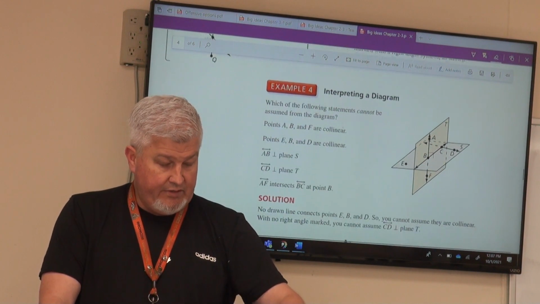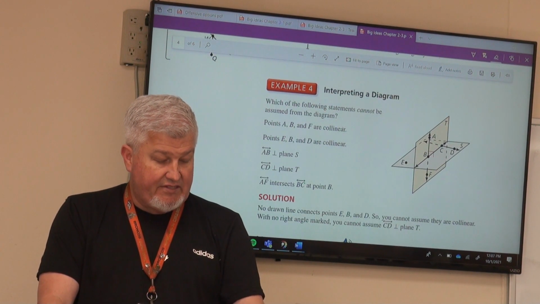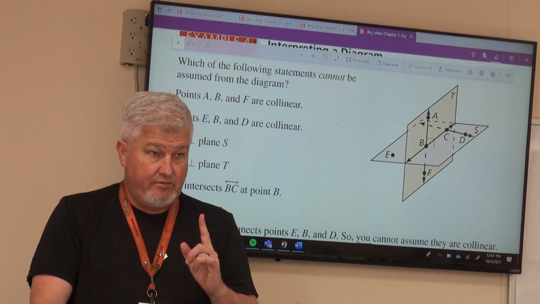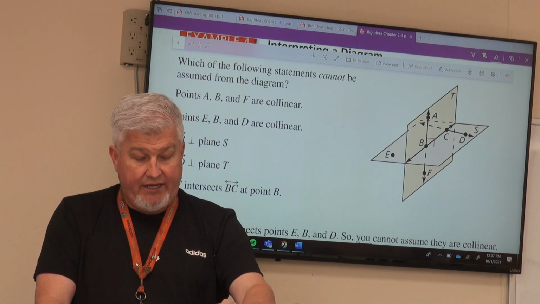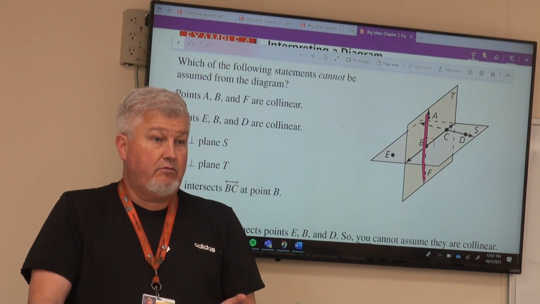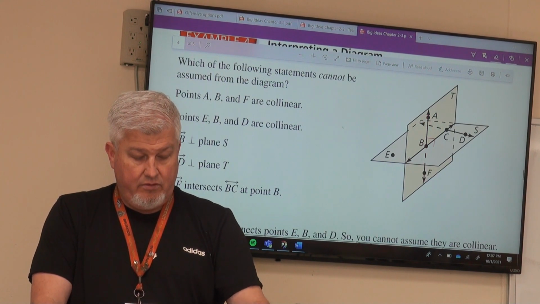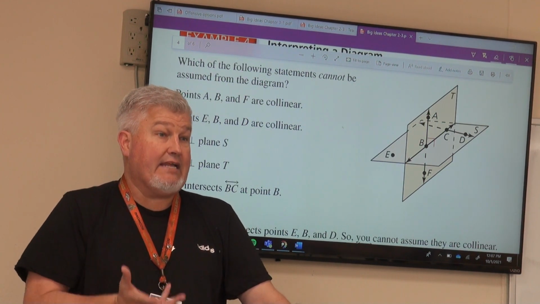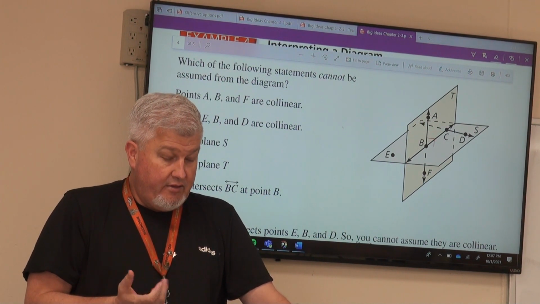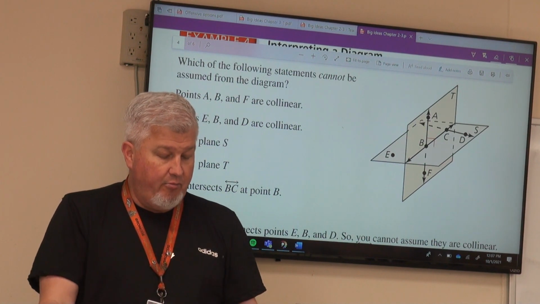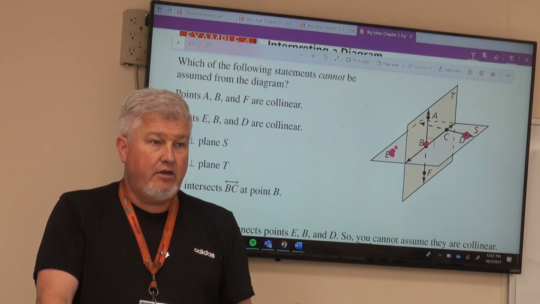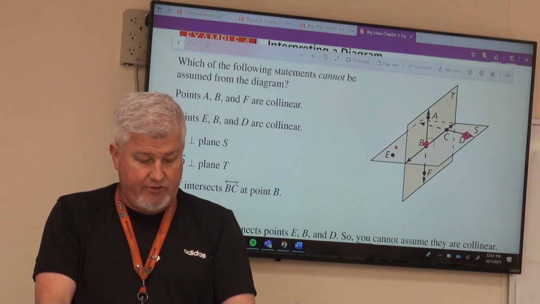Okay, so look down here, interpreting a diagram. Which of the following statements cannot be assumed from the diagram? Which cannot. Points A, B, and F are collinear. Are they collinear? Do they exist on a line that we can see? Yeah, they are collinear, so we can assume that, so that is not an answer. Points E, B, and D are collinear. Can we assume they are collinear? No, we don't see any line connecting them, so we cannot assume that.